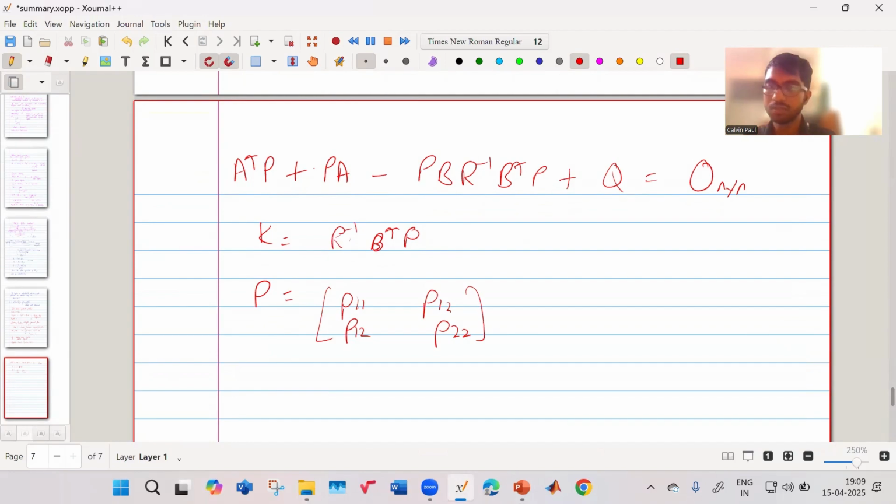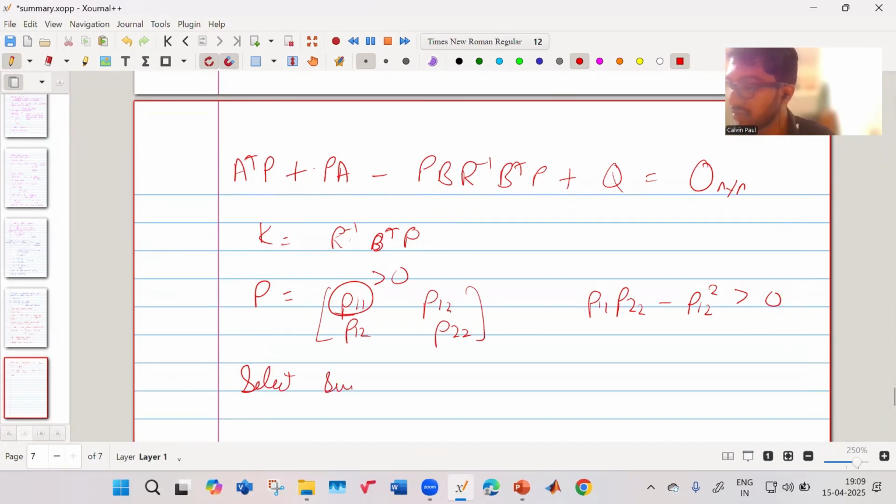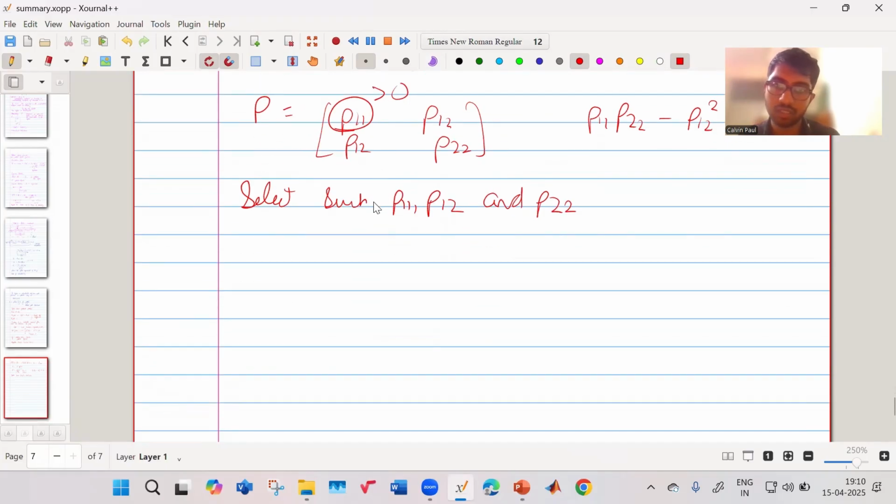When you are solving this ARE, it is very difficult. You have to make sure that P11 is greater than 0, and P11 into P22 minus P12 square also is greater than 0. So you must select such P11, P12, and P22 such that these conditions are satisfied. All these things you have to be watchful about and make sure they are satisfied. There are various conditions, and it is difficult to solve this sum. So I hope you will proceed with caution when solving such a sum.